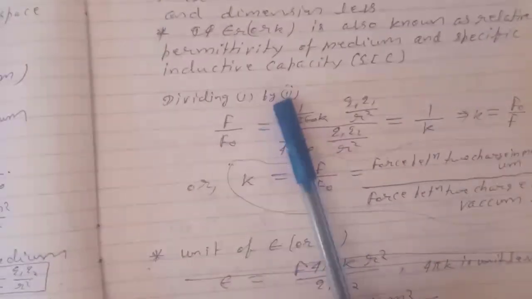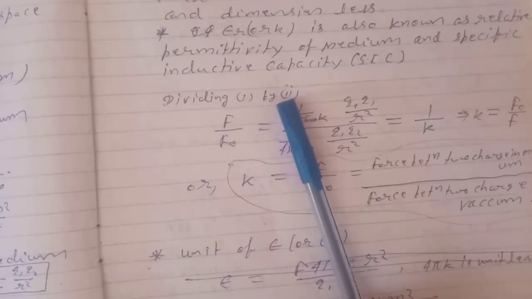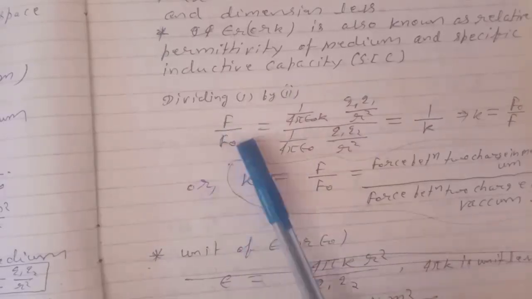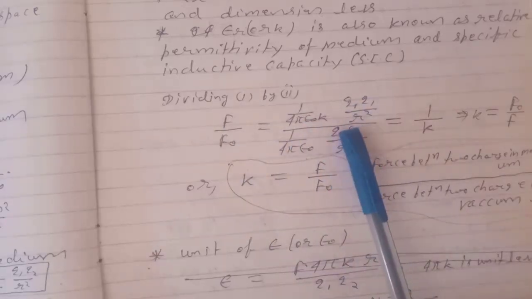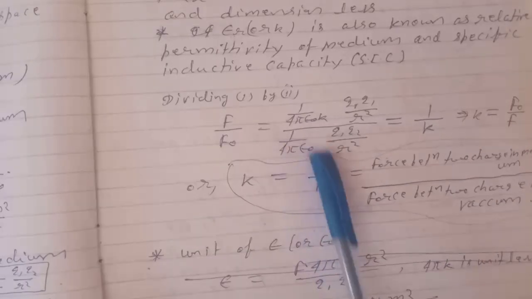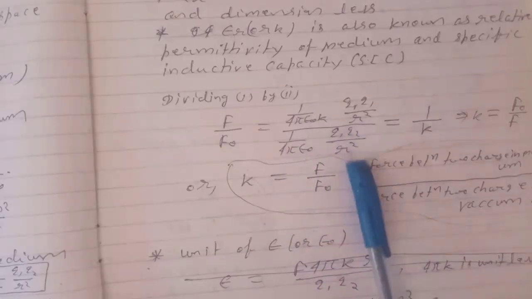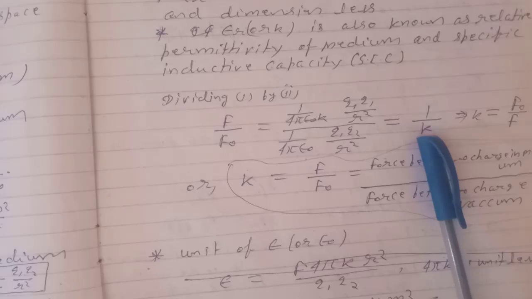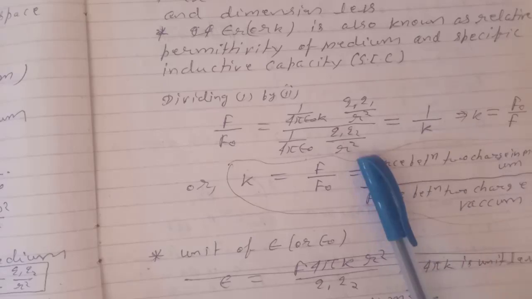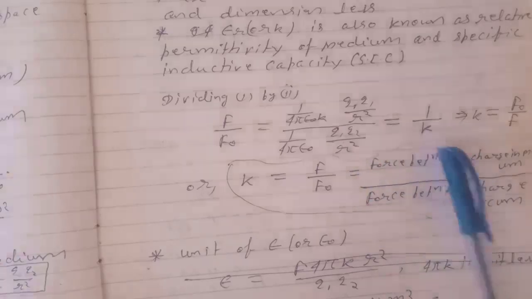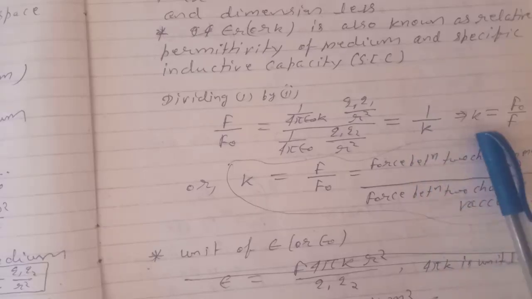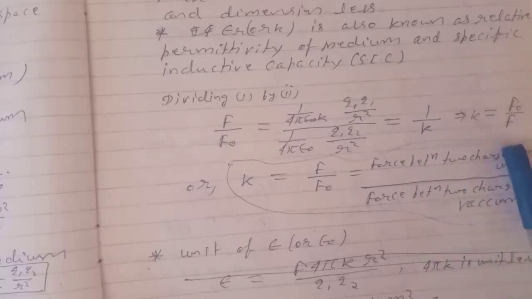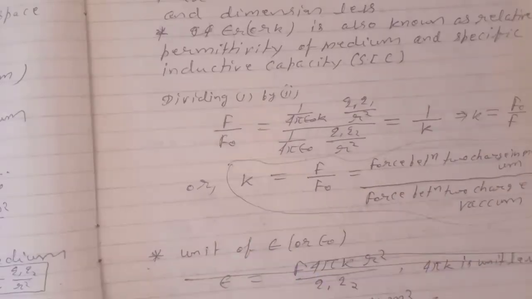Now dividing equation 1 by 2, F by F naught equals 1 by 4 pi epsilon naught K into Q1 Q2 by R square divided by 1 by 4 pi epsilon naught Q1 Q2 by R square, which gives 1 by K. So 1 by K equals F by F naught. This implies K equals F naught by F.